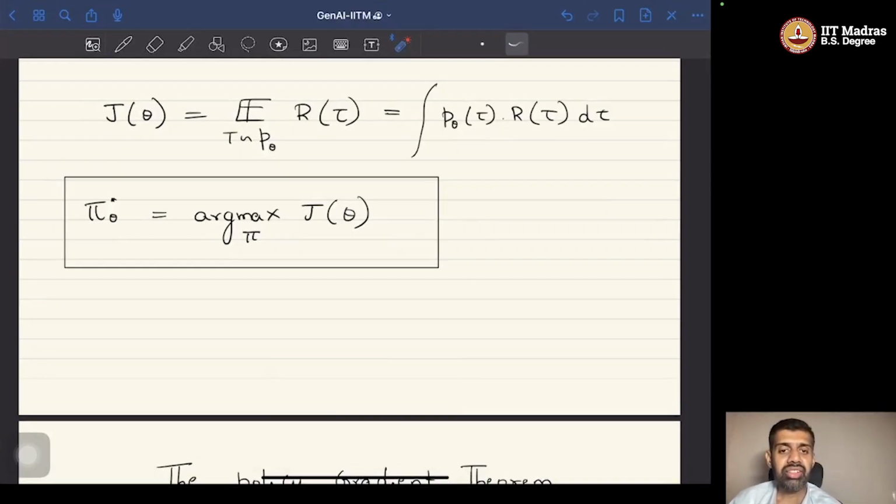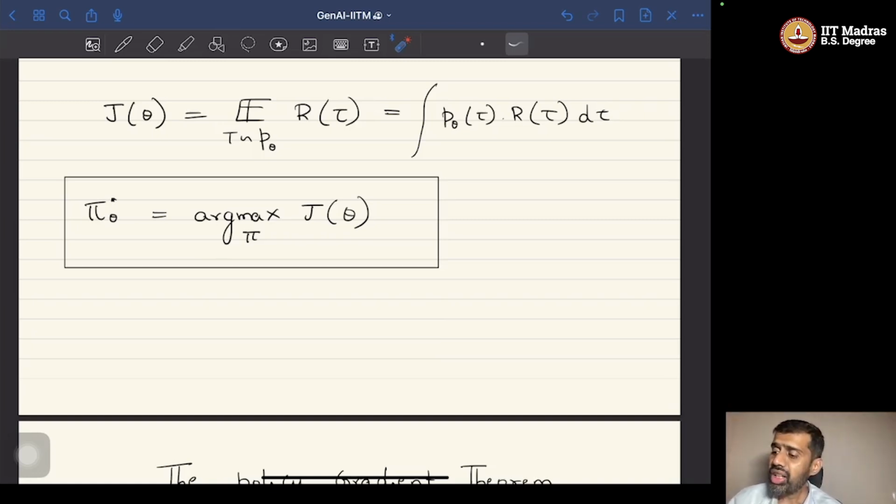There are multiple ways to solve this optimization problem that constitute different methods in reinforcement learning. But for the sake of this particular discussion, we will look at one of the popular ways of solving this optimization problem, that is given by the policy gradient optimization. Now, the idea is the following.